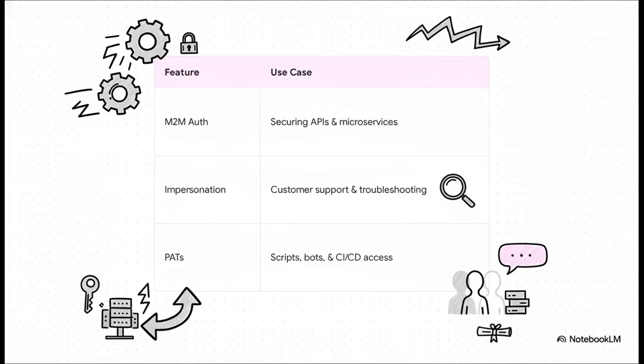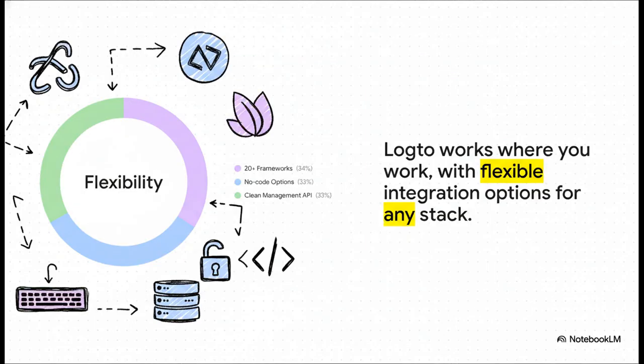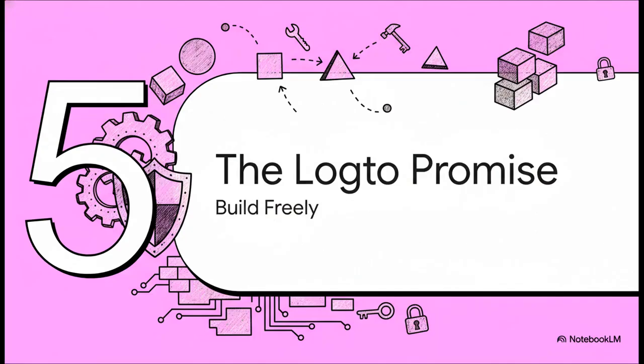And you have personal access tokens, or PATs, which give you clean, secure access for all your automated scripts and CI/CD pipelines. And the best part, you're not locked into some specific tech stack. Logto is designed to be super flexible. It has support for over 20 popular frameworks, there are no code options if you need to integrate things really quickly, and there's a beautiful, clean management API that gives you full programmatic control over everything. So when you put all of this together, what does it all add up to? Let's talk about the core promise that Logto is making to you, the person who is actually building things.